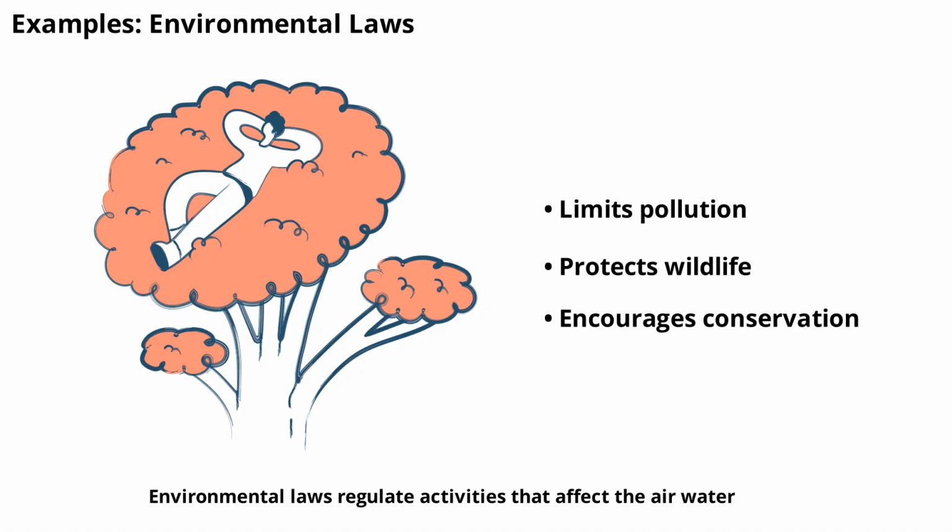Environmental laws regulate activities that affect the air, water, and land. These rules limit pollution, protect wildlife, and encourage conservation. By enforcing environmental regulations, governments help ensure that natural resources are preserved for future generations and that the environment remains healthy.